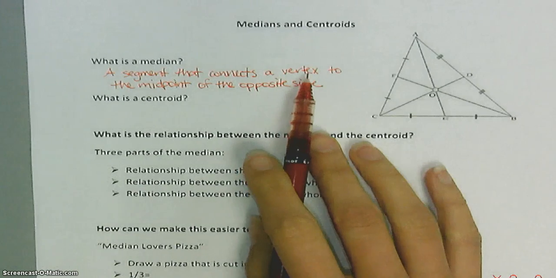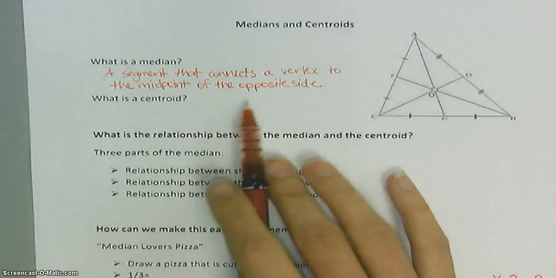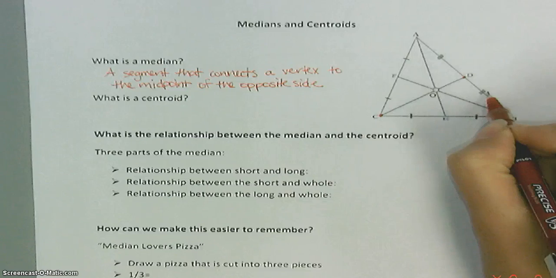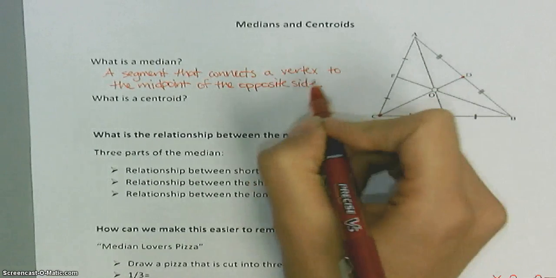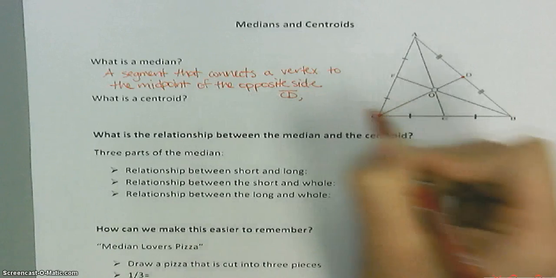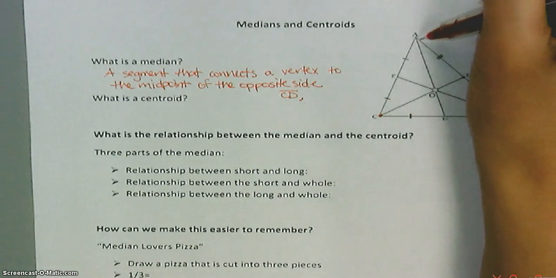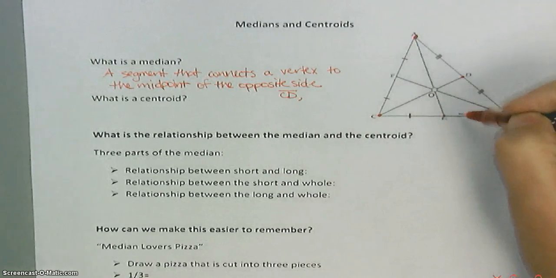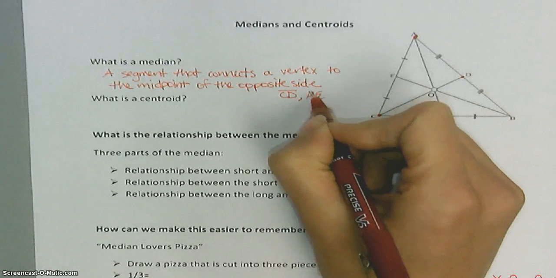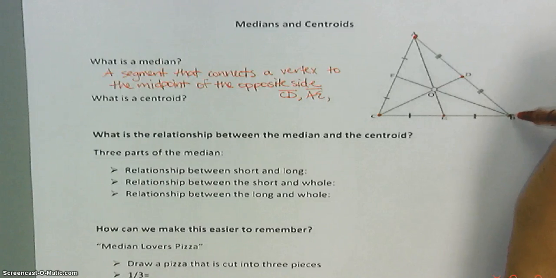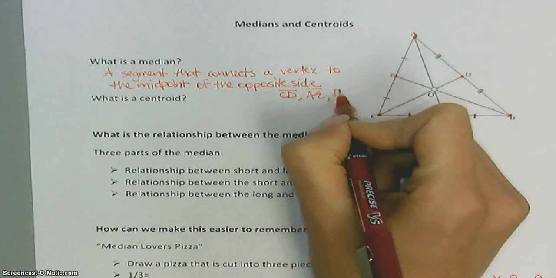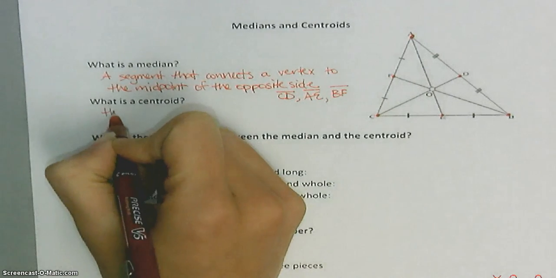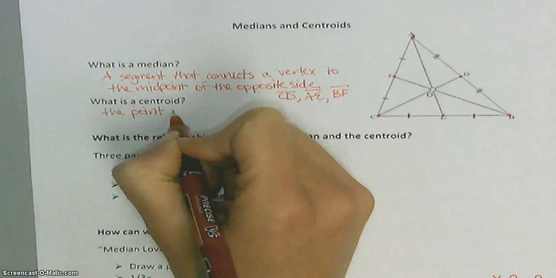A vertex is like the angle, so we're going from the angle to the middle of the opposite side. Here's an angle, and then we're going to the middle. Those tick marks show you that it's the middle of the opposite side. So CD is one example. Then here's a vertex, and here's the opposite side right in the middle. The tick marks show you that. So AE is another example. And the last example, here's the vertex to the middle of the opposite side, is BF.